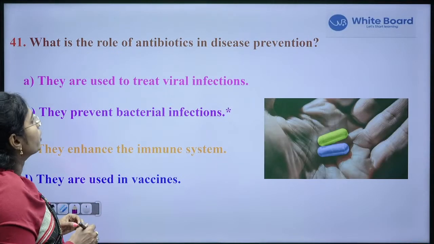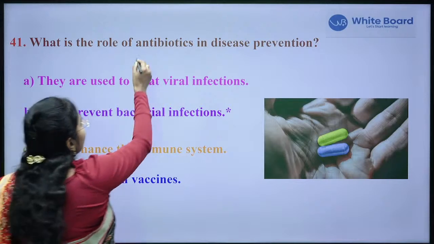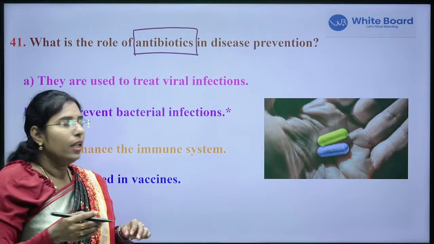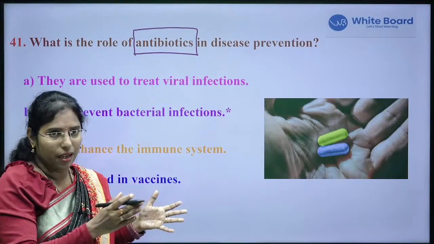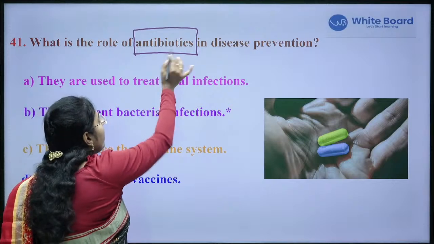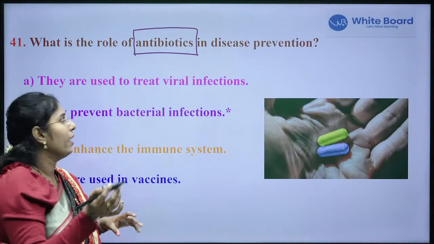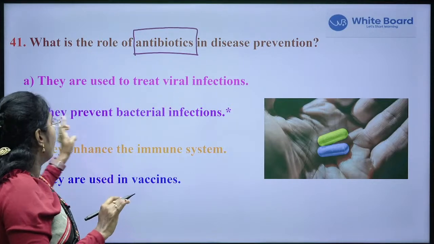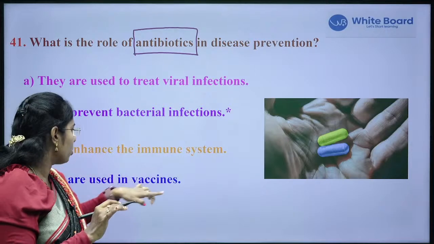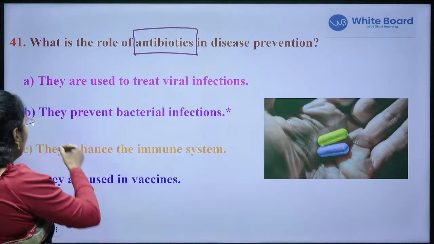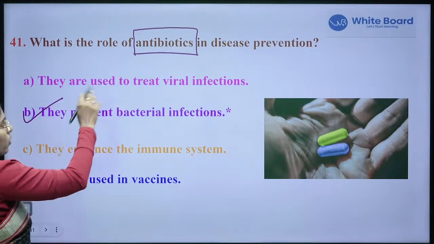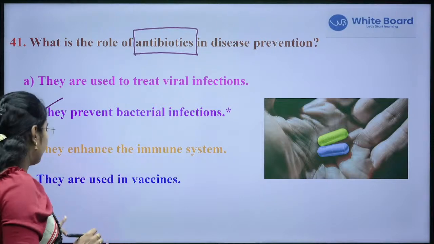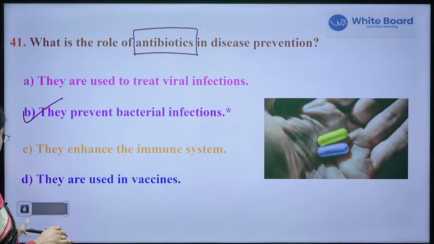Coming to the next question, what is the role of antibiotics in disease prevention? Antibiotics target the bacteria, the bacterial cell wall, therefore they are used for treating bacterial infections. Here they have given 4 options: they are used to treat viral infections, they prevent bacterial infections, they enhance the immune system, and they are used in vaccines. So the correct answer is bacterial infection. Antibiotics mainly target the bacteria, therefore they are used for treating bacterial infection. So the correct answer is B.